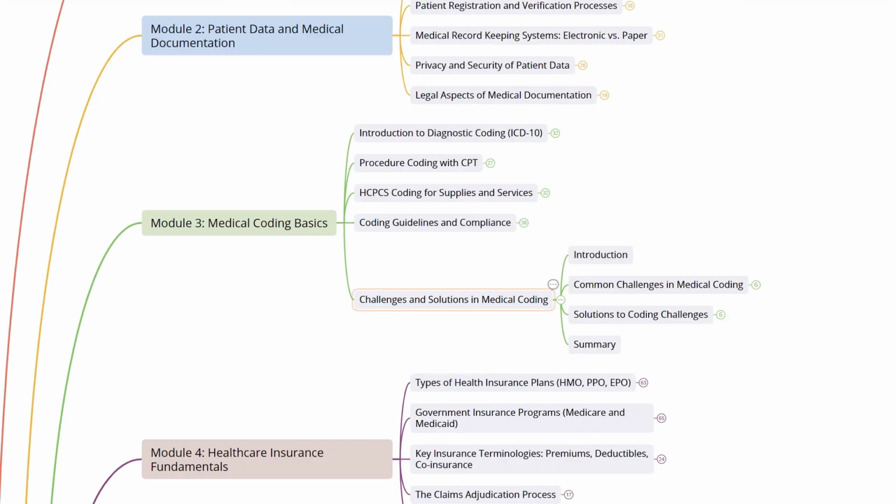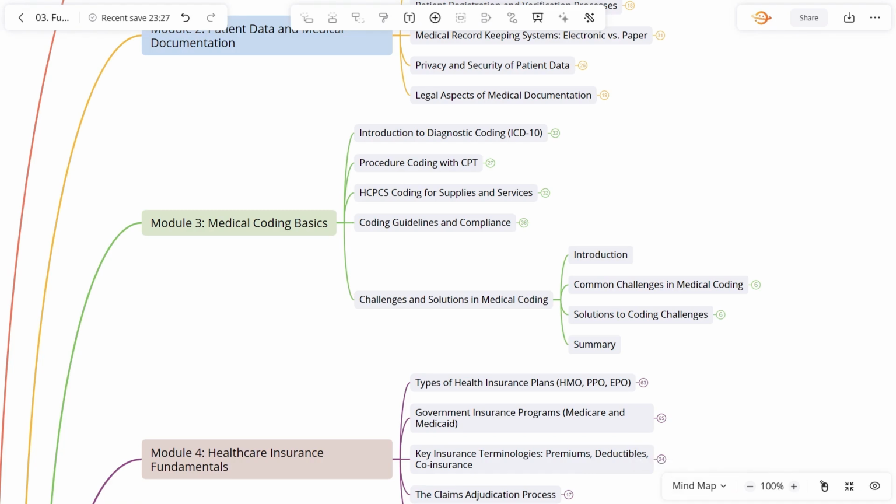Next, challenges and solutions in medical coding. Medical coding can be complex due to frequent updates, complex clinical scenarios, and documentation gaps. Now, this module discusses strategies to overcome common challenges like ongoing training, use of coding software, audits, and implementing quality control measures to maintain high accuracy.